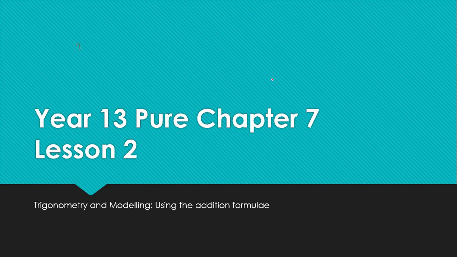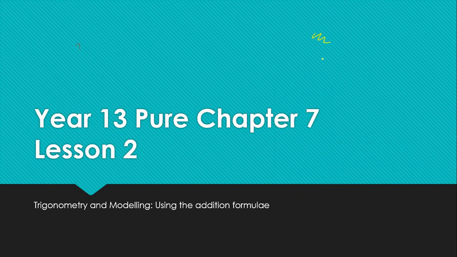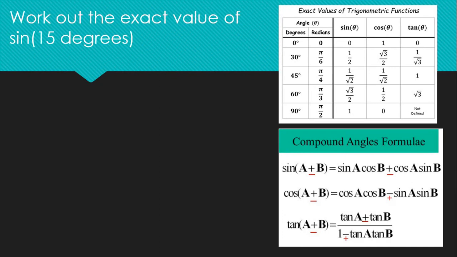Hey team, during this lesson we will be using the addition formulae, the ones that we learned about in the previous lesson. If you haven't done the previous lesson yet, you need to go back and do that one. Okay, this is chapter 7, lesson 2, and we are going to be using the addition formulae. Now, the addition formulae, sometimes called the compound angles formulae, are written here. You should have those. Again, look back on the previous lesson if you don't know what those are. If they look alien to you, you're in the wrong place.